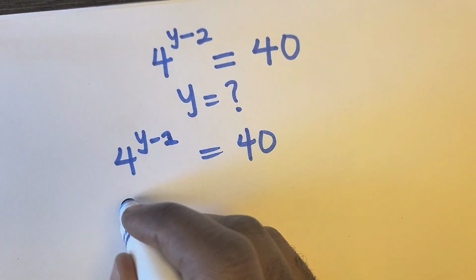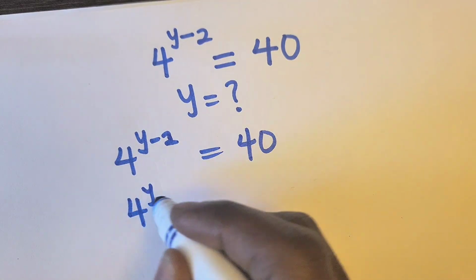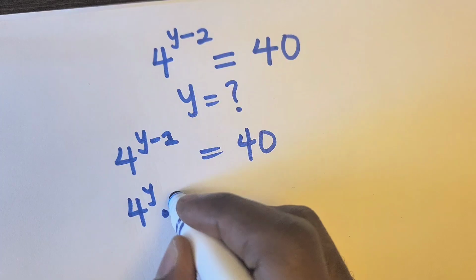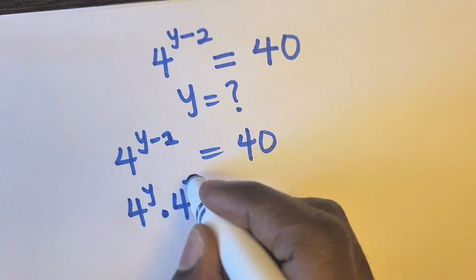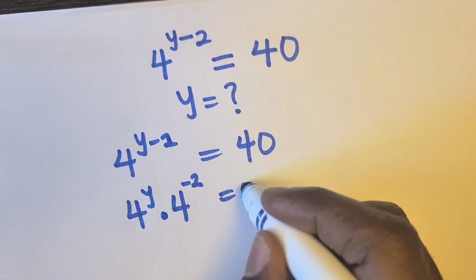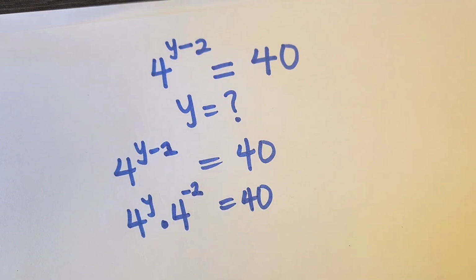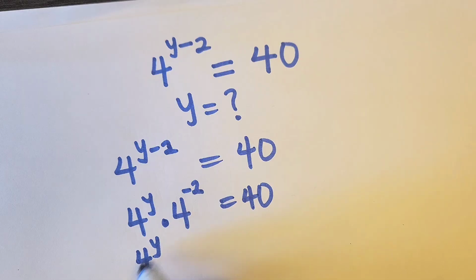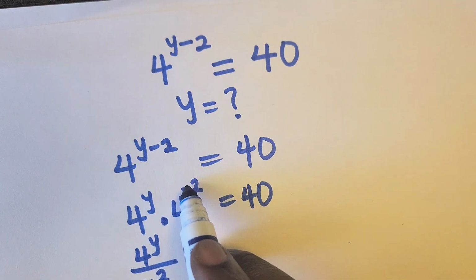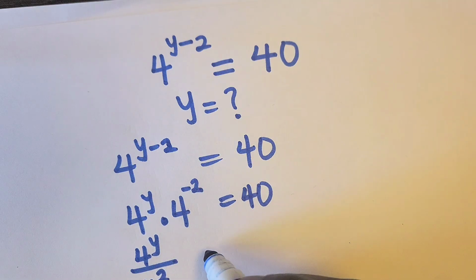This can be simplified as 4 to the power of y multiplied by 4 to the power of negative 2 equals 40. This is the rule of indices. Now, here we have 4 to the power of y. This is the same thing as saying 4 squared. Okay, the negative can be converted to division.